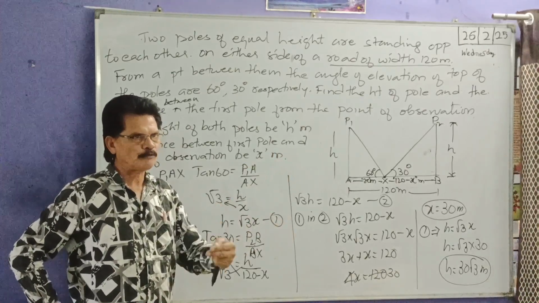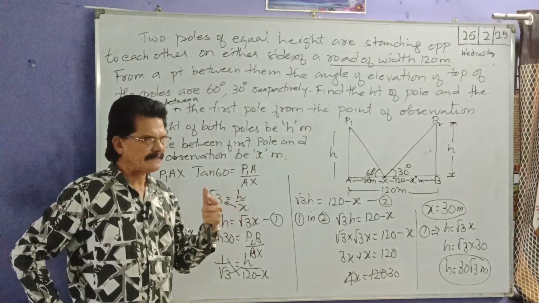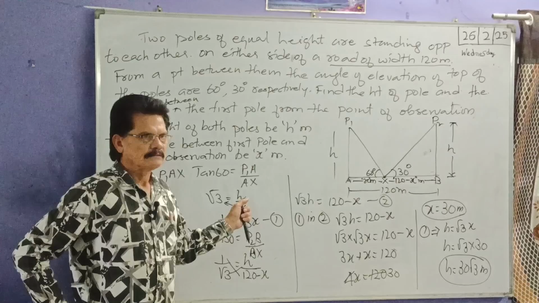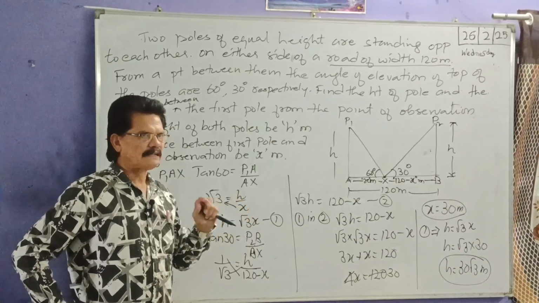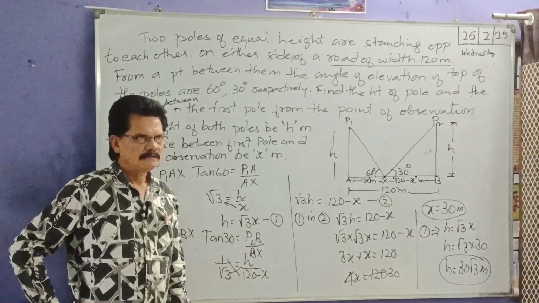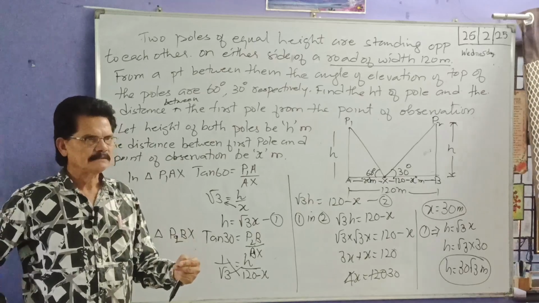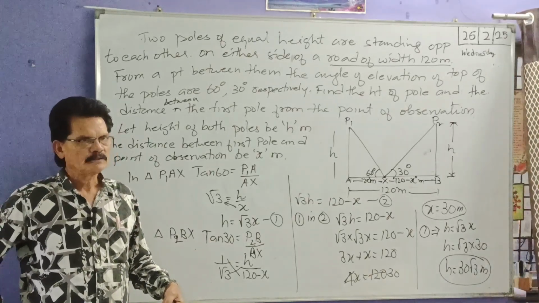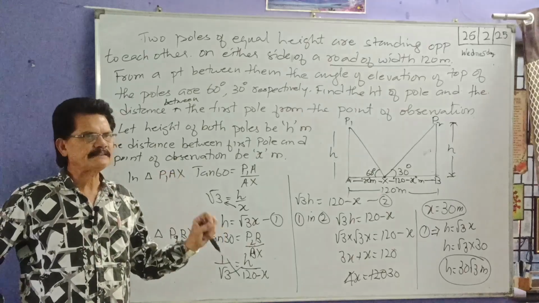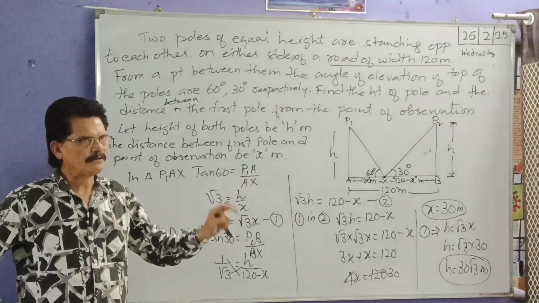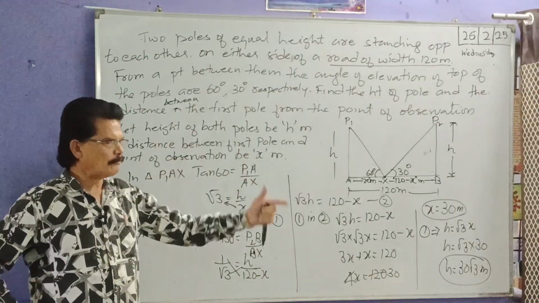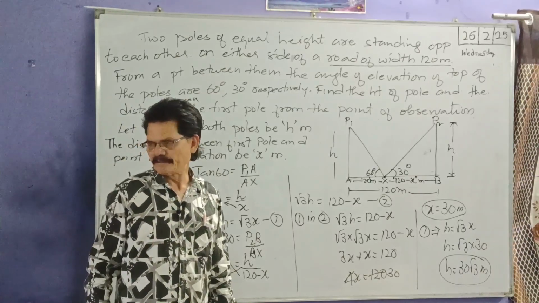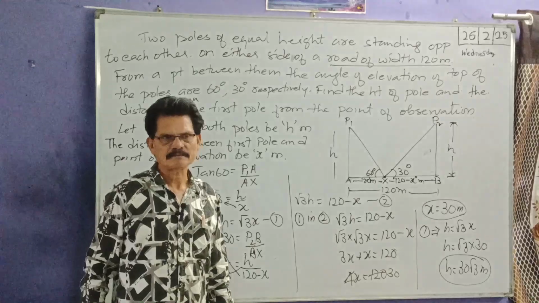So what argument have I put forth? Is the argument I put in right or wrong? What argument I put in, is it understood by you? If the angle of elevation is greater, the distance is nearer to the target. Okay. So the first pole is only 30 meters away from the point of observation, and the second pole is 90 meters away from the point of observation. Okay.